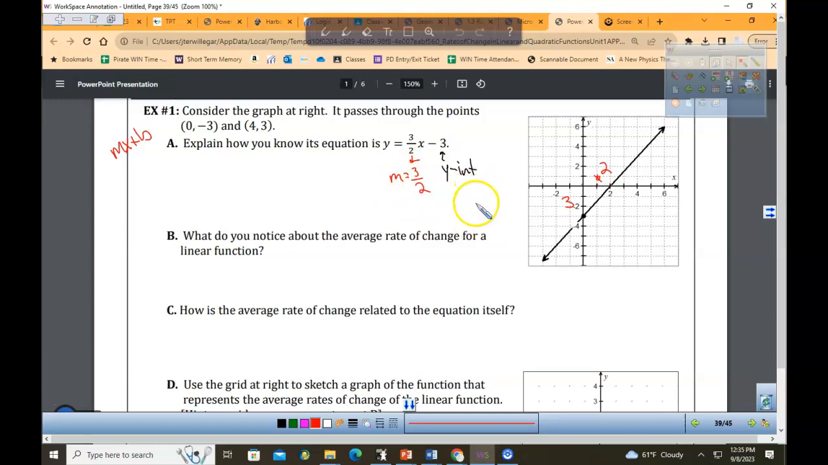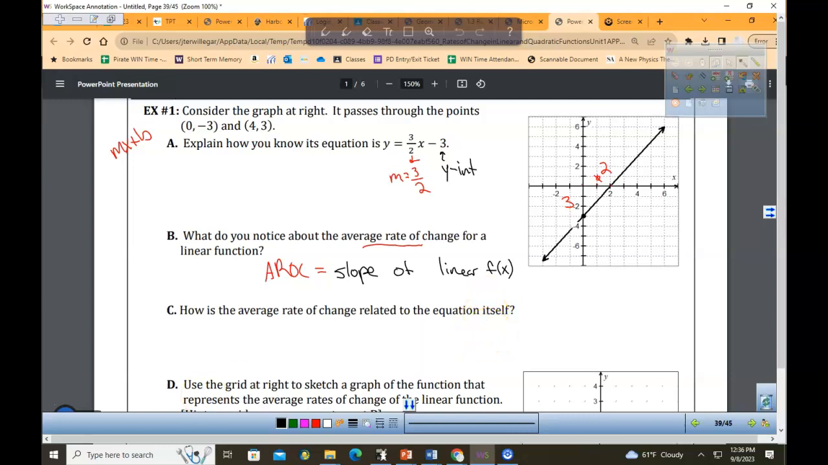Does that kind of ring a bell from back in the days? So what's the average rate of change for a linear function? My average rate of change is going to be equal to my slope of a linear function. My slope is my average rate of change if my function is just a linear one, because slope gives me a lot.